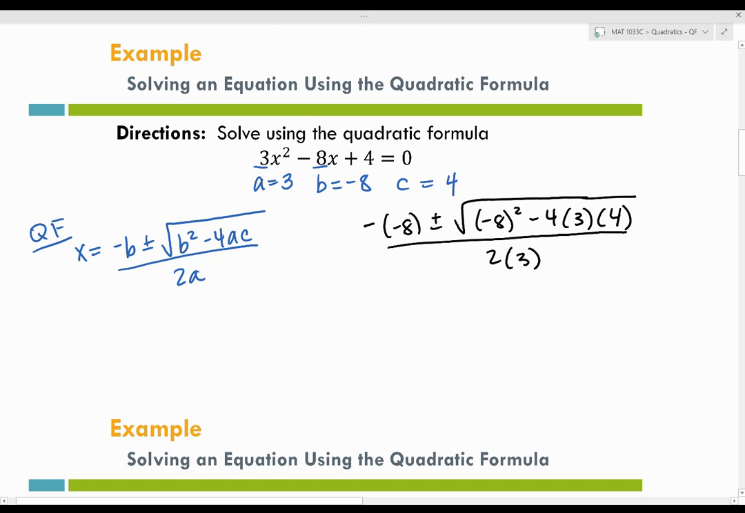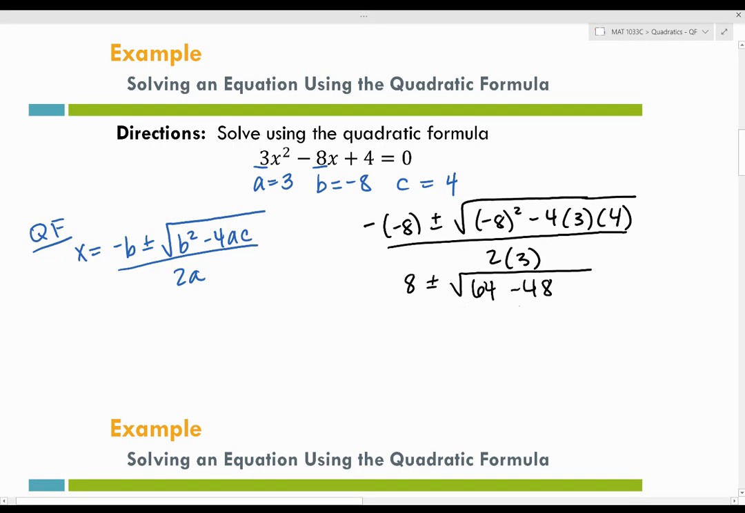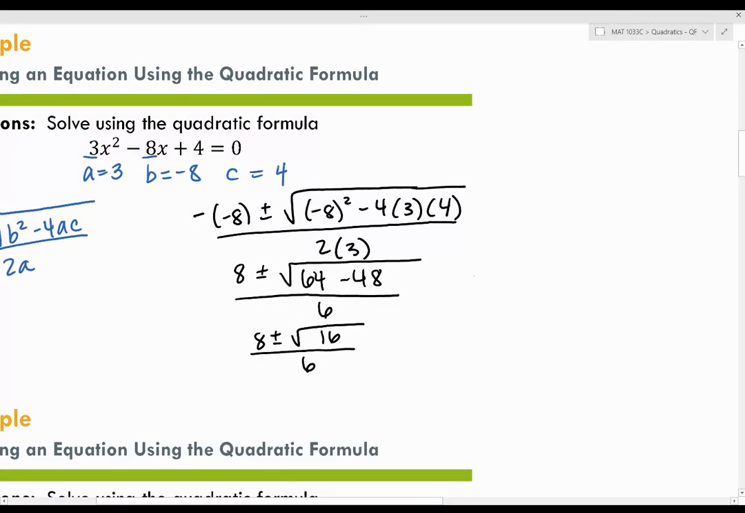We're going to simplify everything. A negative times a negative is positive, plus or minus. Negative 8 squared is 64. Then we have negative 4 times 3, which is negative 12, and negative 12 times 4 is negative 48. All of that is over 6. We're going to simplify the number that's under the radical. 64 minus 48 gives us 16, over 6.